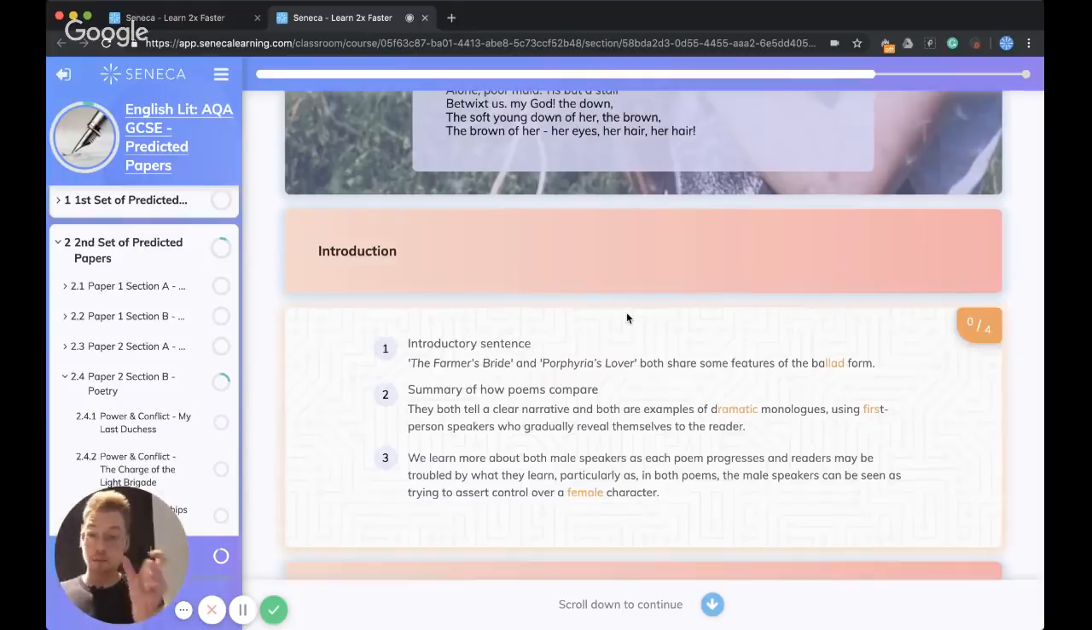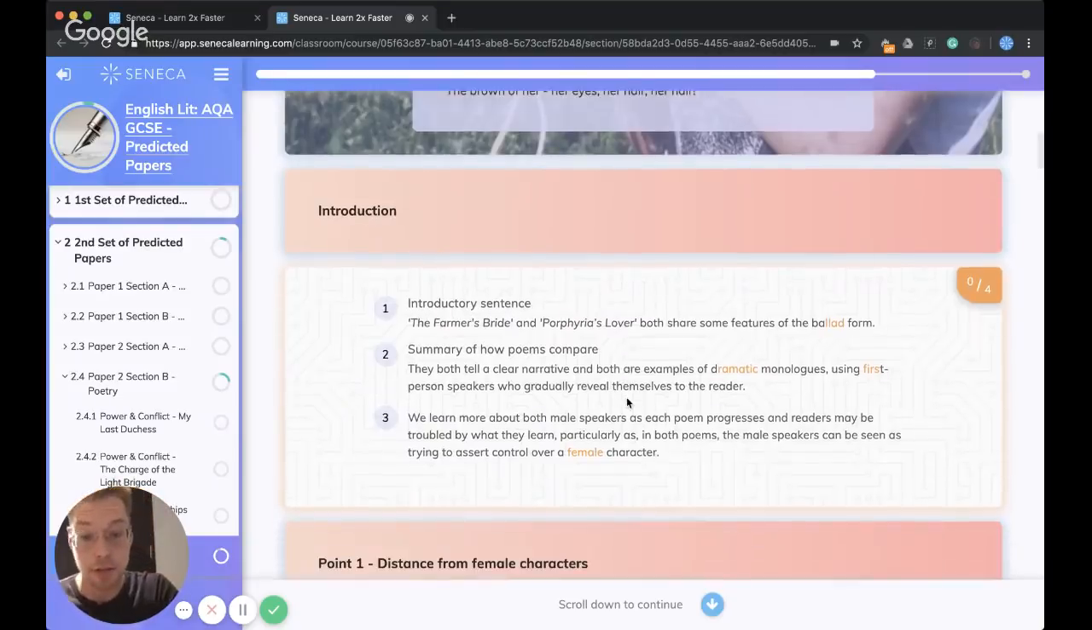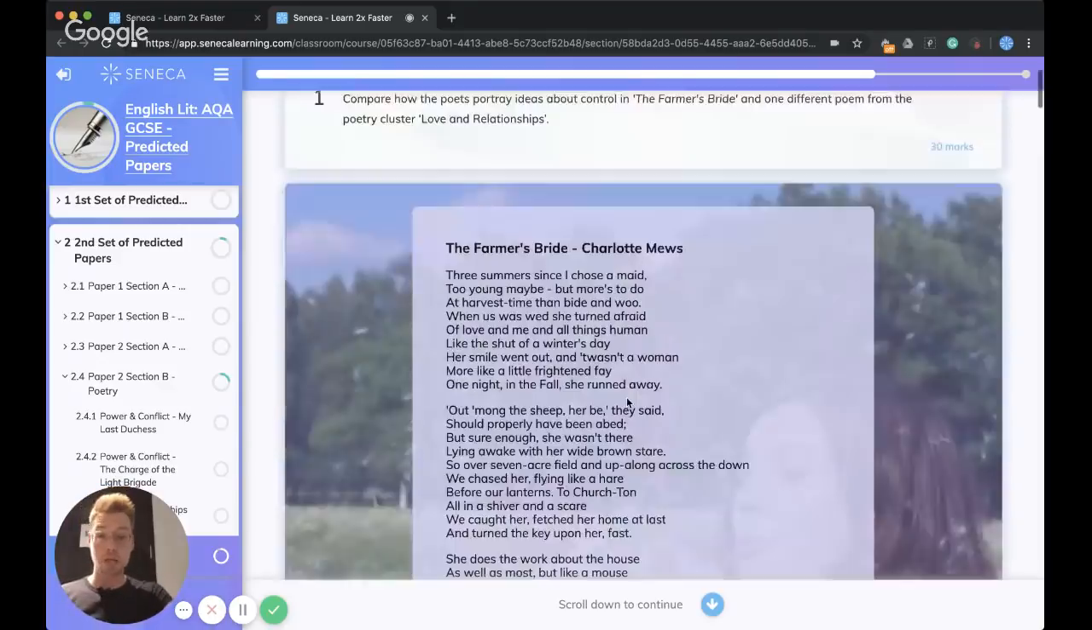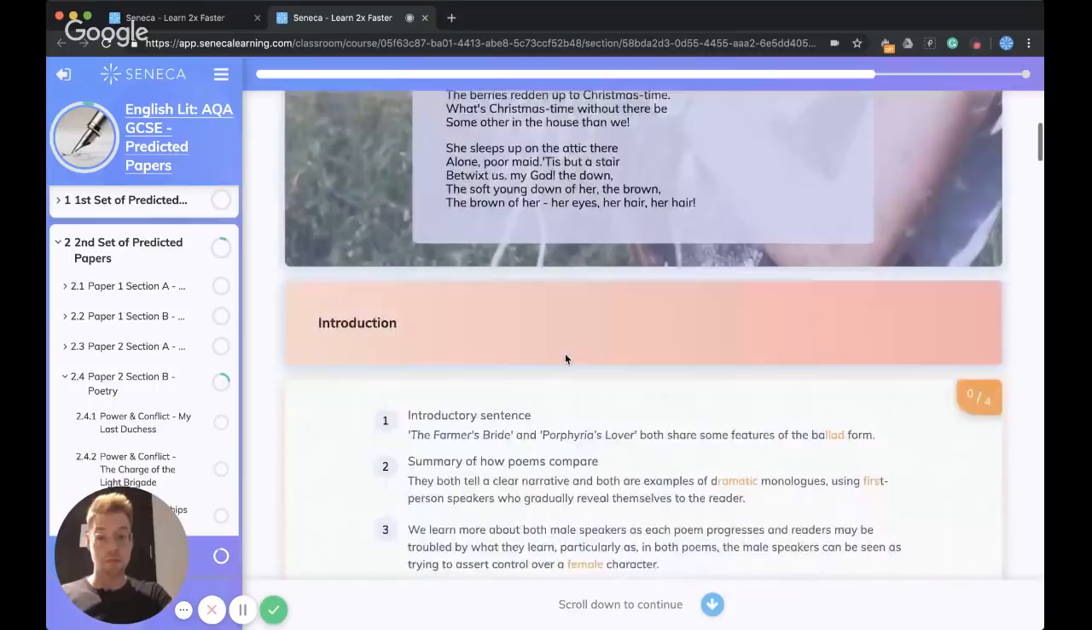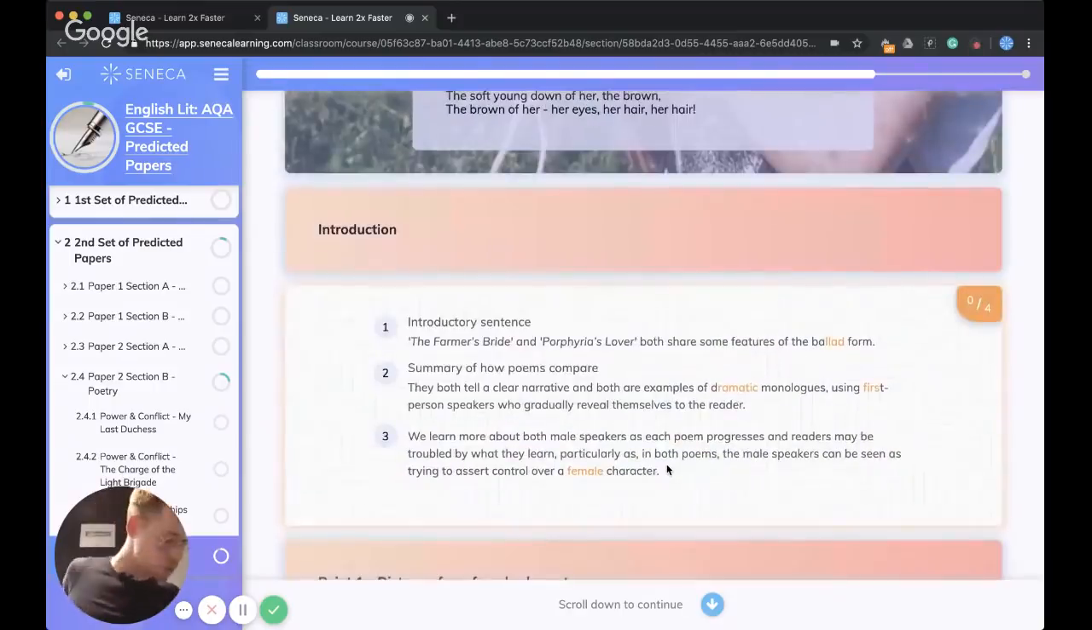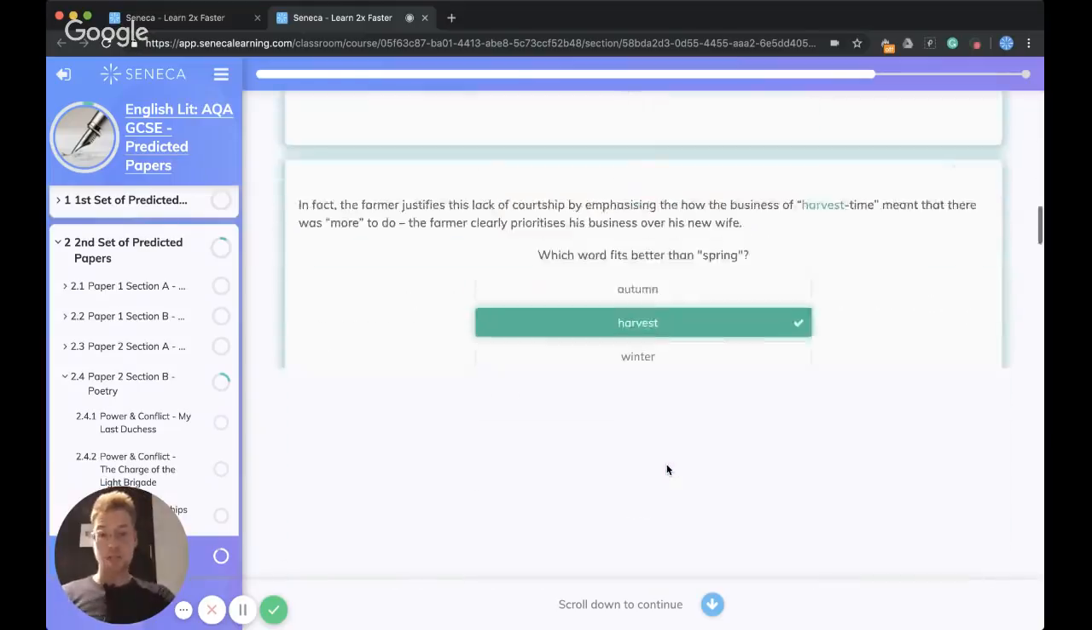So nice summary of both poems. You're hitting those comparative assessment objectives right from the get-go. It's great. We learn more about both male speakers as each poem progresses, and readers may be troubled by what they learn, particularly as in both poems, the male speakers can be seen as trying to assert control over a female character. So again, you want to use that question word in your introduction. So control, okay? So next we're going to go over how to structure some paragraphs.